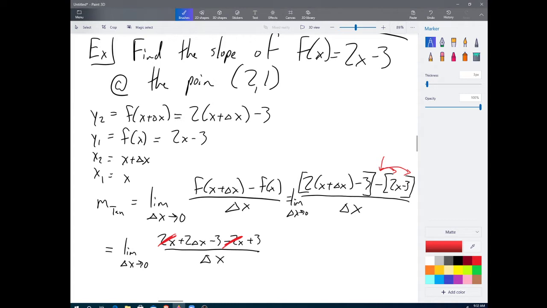We can't get rid of the delta x yet, but you're actually going to see we will be able to soon. You can also get rid of the 3s, right? Yep, because we've got a negative 3 here and a positive 3 here. They cancel. So let's write what we have left. All I'm left with upstairs is the 2 delta x. And on the bottom, delta x, looks like something will cancel there too.